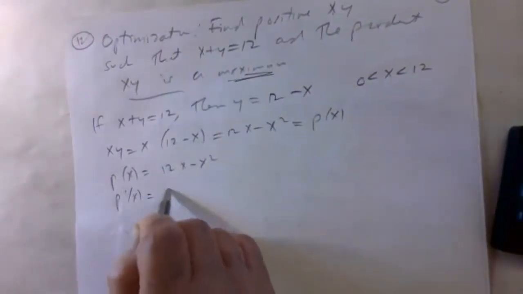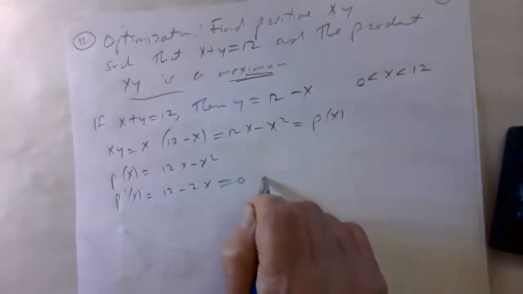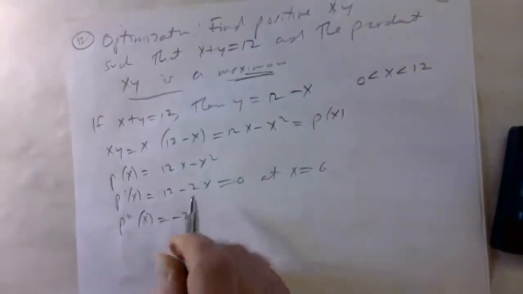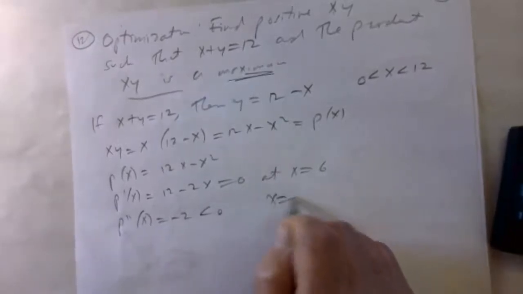P prime of x is 12 minus 2x, and that's equal to 0 when x is equal to 6. The second derivative is minus 2, which is negative, so x equals 6 is a maximum. And when x equals 6, y is equal to 6. So if two numbers add up to 12, their product is a maximum when x equals y equals 6. Okay. Any questions?